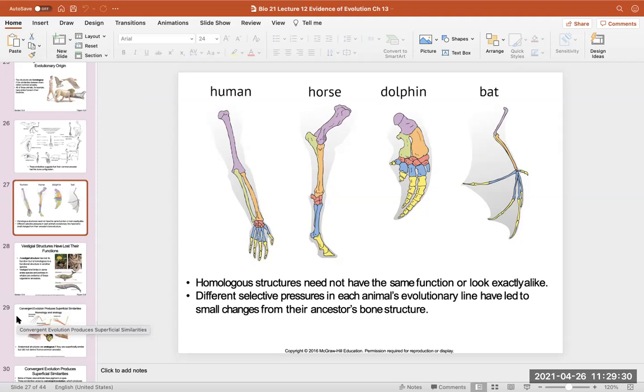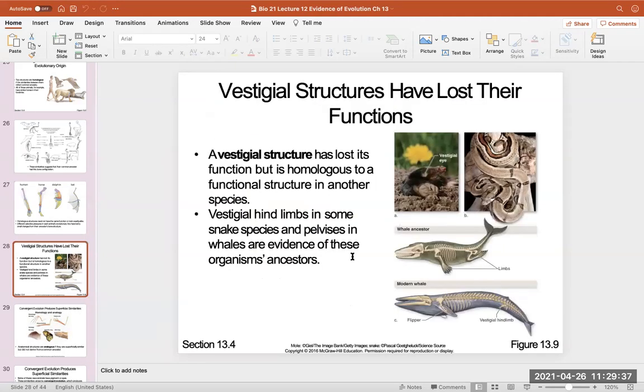Okay. So vestigial structures, they don't have a function, but maybe they are functional in another species. So for example, snake legs may be functional in other species, but the snakes don't use them, but they still have those spots left. Whereas here, whale ancestors had limbs, but now they have these leftover structures. We have the appendix. We don't have a function for the appendix. Maybe in another animal, there's a function for the appendix. So it has lost its function, but it's homologous, similar to a functional structure in another species. So that's a vestigial structure.